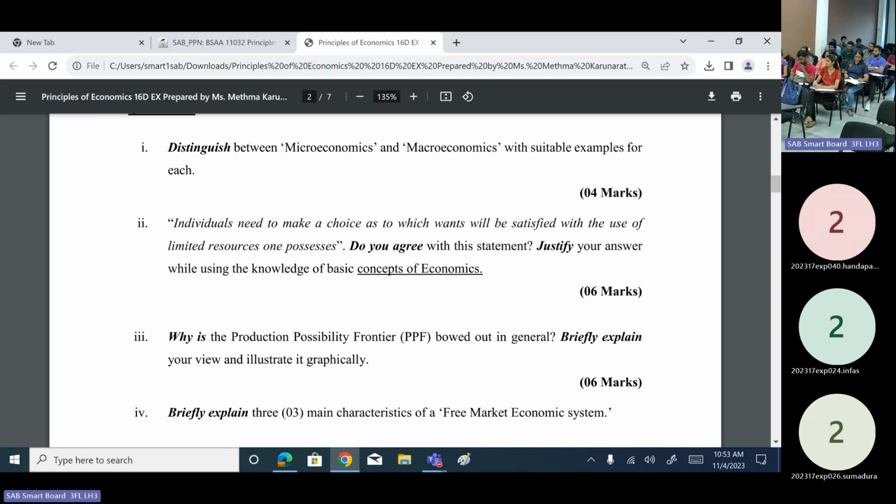Here, go to the third question. Why is the production possibility frontier bowed out in general? Briefly explain your view, and illustrate it graphically. 6 marks, 3 marks for graphical illustration, 3 marks for reasoning.